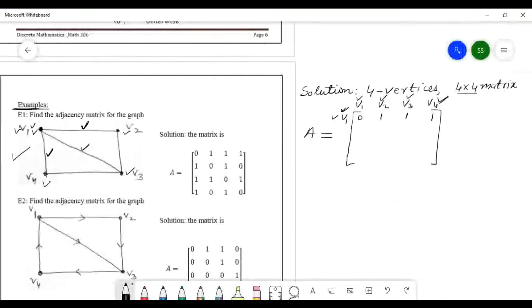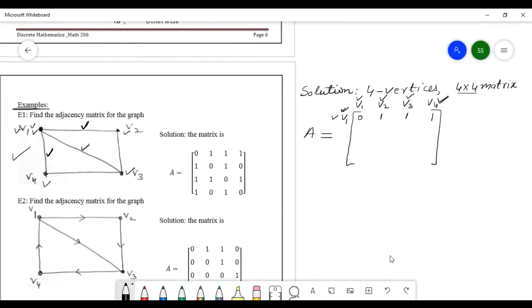Clear. Okay. Now look over here. Now start from this V2. So now start from here. V2 and V1. V2, V1. Between V2 and V1, yes, the edge exists. See this edge. V2, V1. Edge exists. So write here 1.